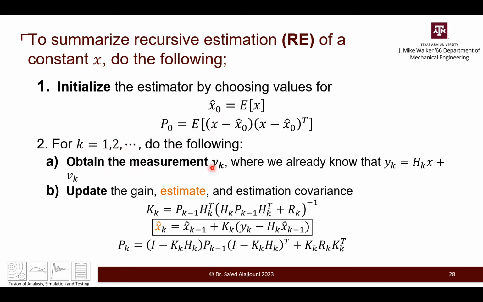When you obtain the measurement y sub k, we already know that the measurement model is Hx plus some white noise. So when you obtain y of k, just update the following equations in order: the Kalman gain, and then the estimate x hat, and then you need to update the covariance matrix. You need to do them in this order.